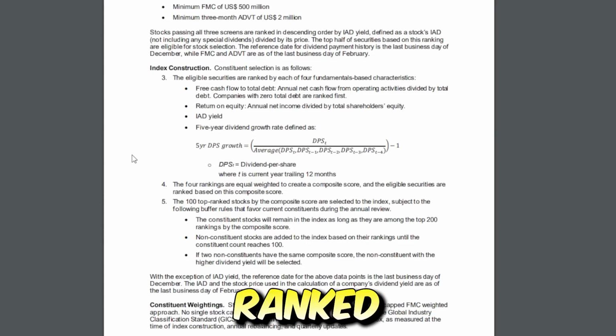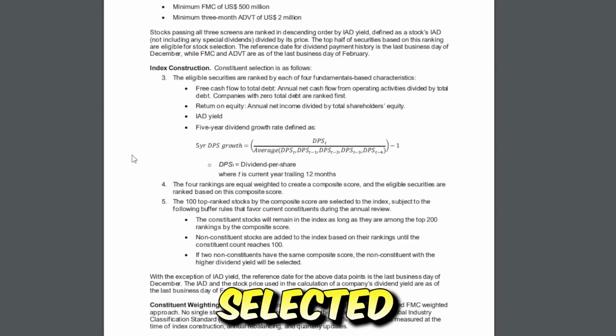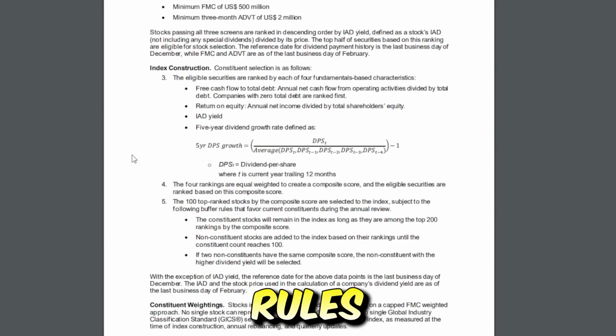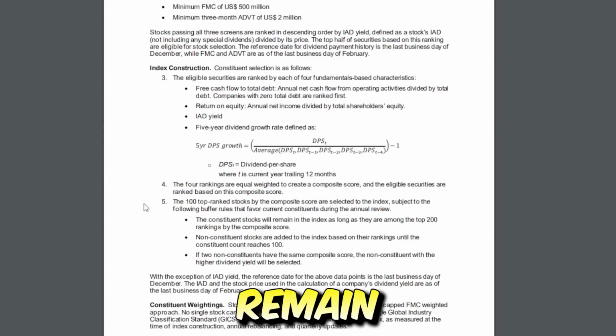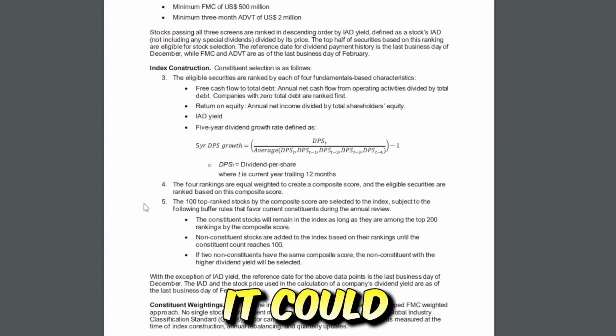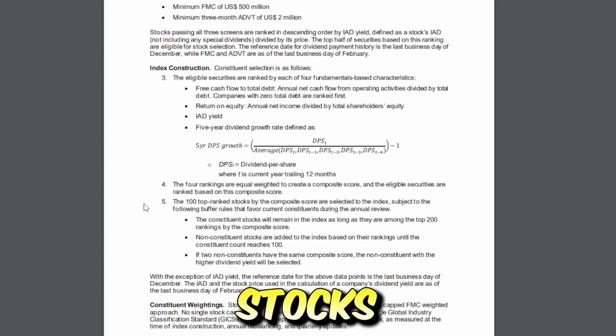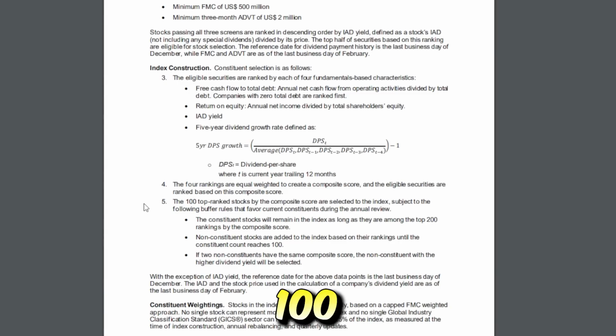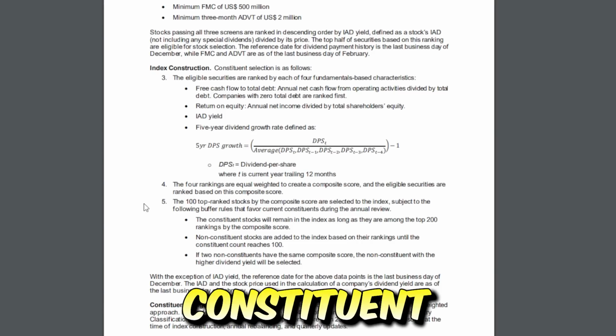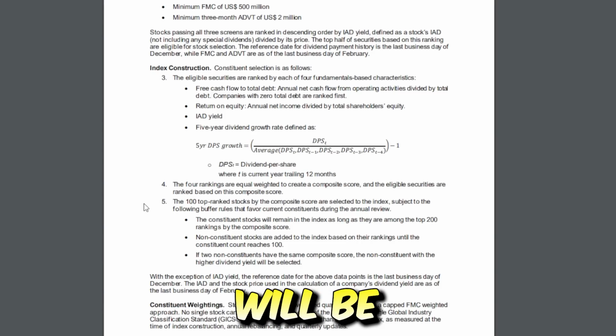The top 100 ranked stocks by the composite scores are selected to the index, subject to the following buffer rules that favor current constituents during the annual review, which are the constituent stocks will remain in the index as long as they are among the top 200 rankings by the composite scores. So even if a stock doesn't rank as high, as long as it's already in the index, it could still stay. Non-constituent stocks are added to the index based on their rankings until the constituent count reaches 100. If 2 non-constituents have the same composite score, the non-constituent with the higher dividend yield will be selected.